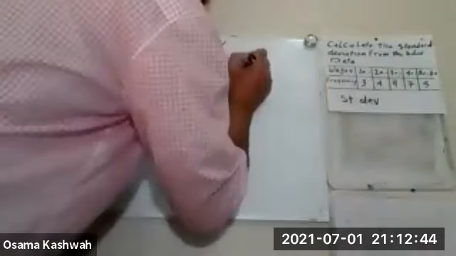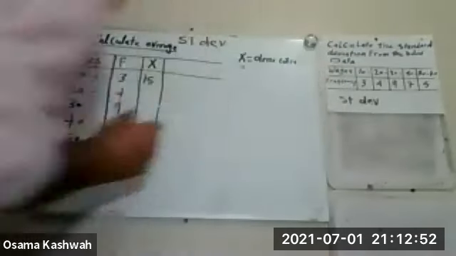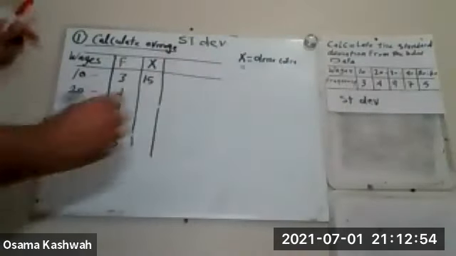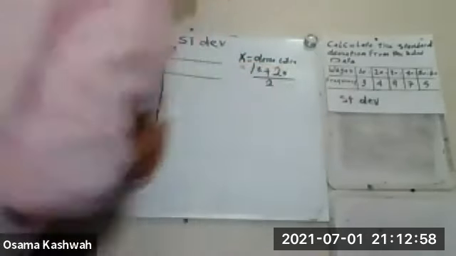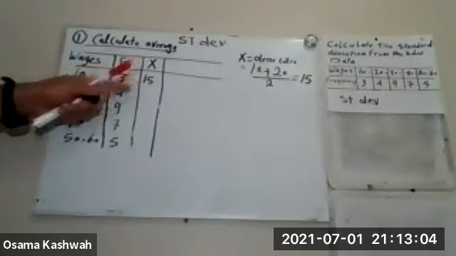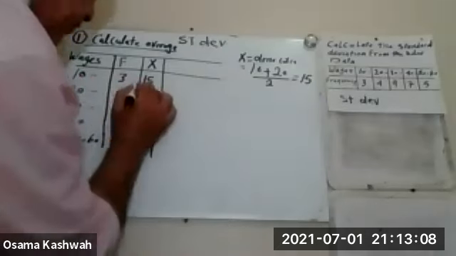X is the denomination center, or the average. As an example, the first one: 10 plus 20, divided by 2, will give me 15. Okay. Then the second one, 20 plus 30 divided by 2, will give me 25.